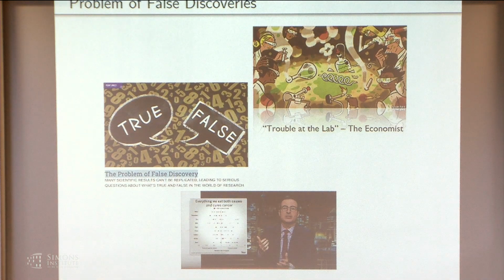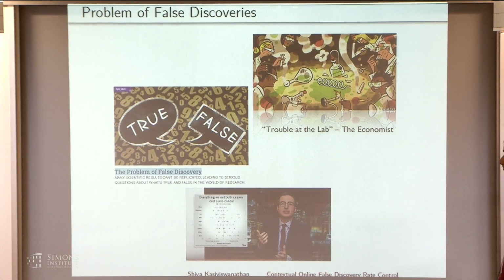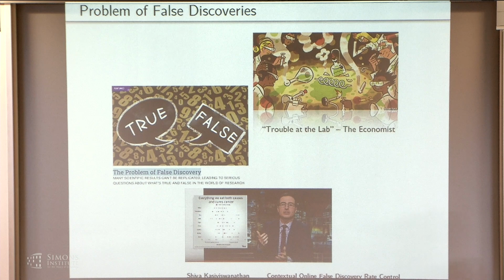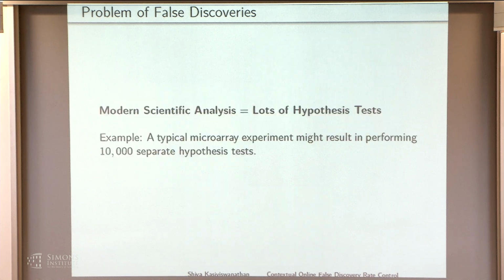So the problem that we're going to discuss is false discovery, which has been in the news lately. It's a very important problem in the scientific community because it affects what we believe to be true or false. And so controlling false discoveries is a really important problem, especially when you want to get valid statistical testing.